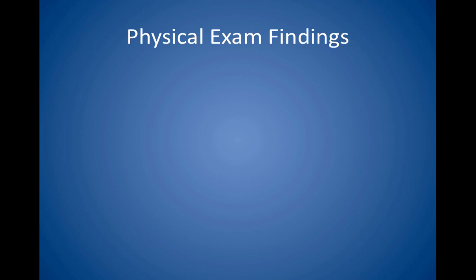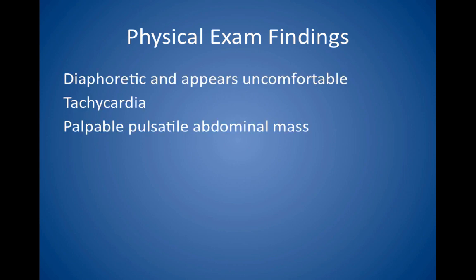The physical exam findings. General, he is diaphoretic. There is visible discomfort from pain. HEENT is within normal limits. Cardiovascular reveals tachycardia. Lungs within normal limits. Abdomen, there's a palpable pulsatile abdominal mass. Extremities are within normal limits, and rectal examination within normal limits.